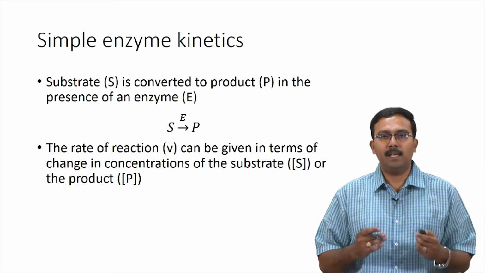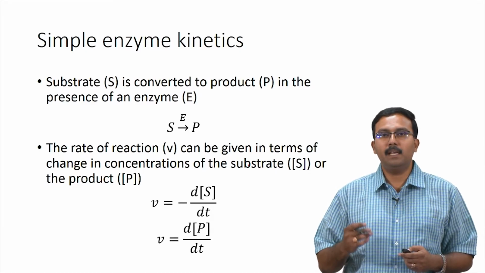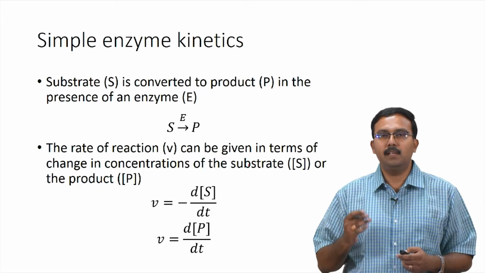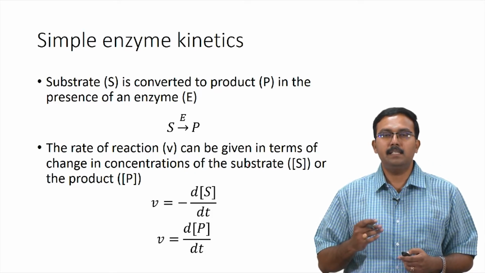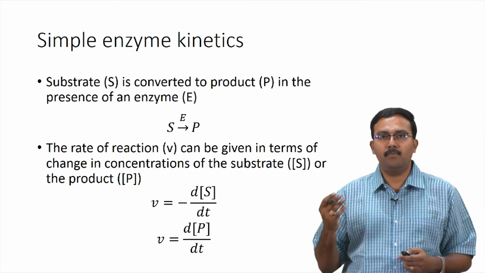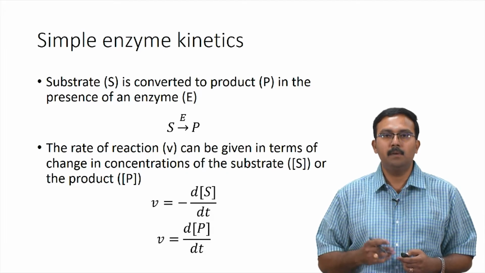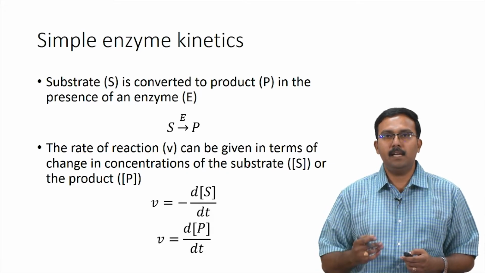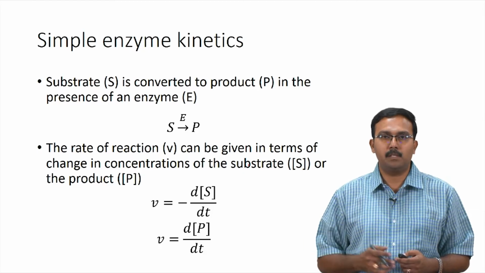So, that would be given mathematically as V equals minus dS/dt or V equals dP/dt, where minus dS/dt is the rate of consumption of substrate S with respect to time, and dP/dt would be the rate at which product is produced with respect to time.